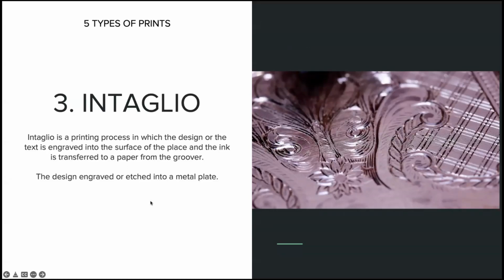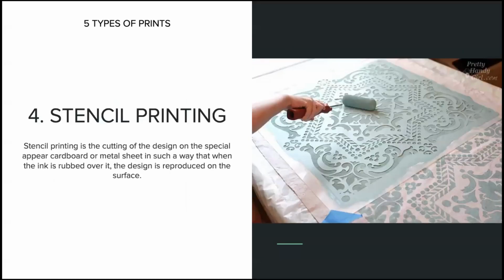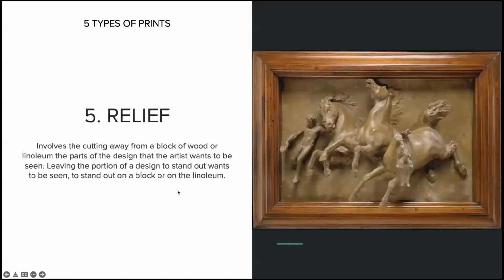So what's the fourth type of print when it comes to printmaking as one of the mediums for visual arts? We have the stencil printing, like this. Stencil printing is the cutting of the design on special paper, cardboard, or metal sheet in such a way that when the ink is wiped over it, the design is produced on the surface. Usually we apply this on the shirt, as a sign on the shirt or cloth. Next is the last one, relief, like this.